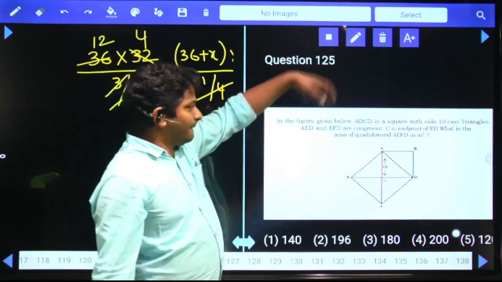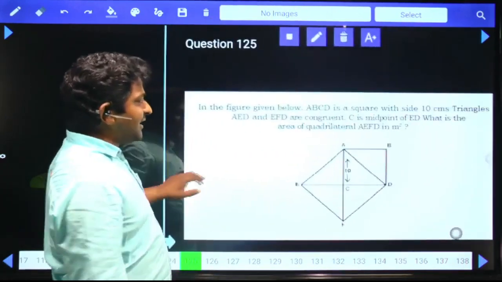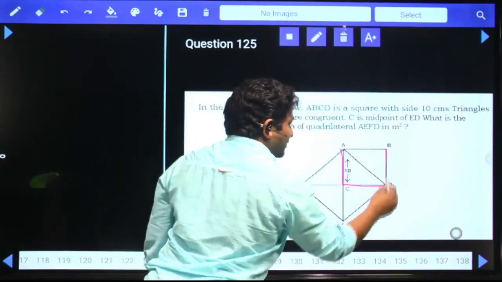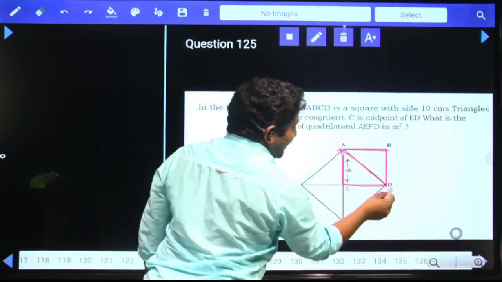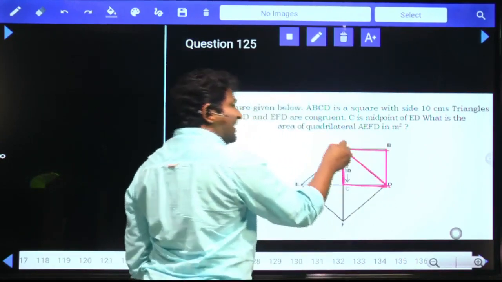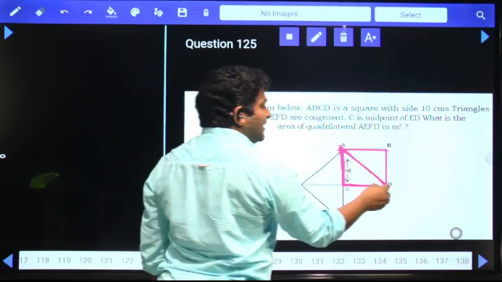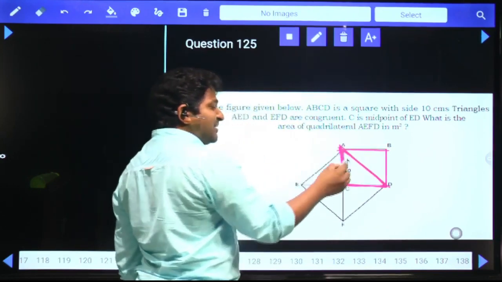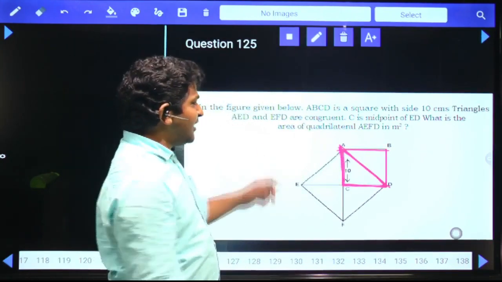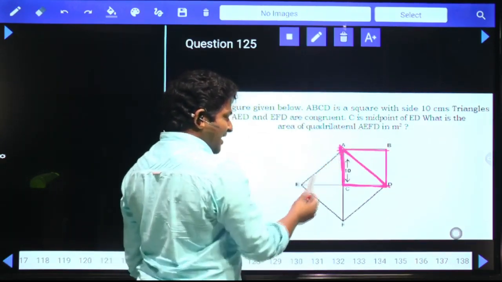Next. In the given figure, ABCD is a perfect square. So this is a perfect square with side 10 and AC is the diagonal. Then triangle ACD area is going to be exactly half of the square area ABCD. Exactly half of the square area. Now your question is to identify the area of the quadrilateral AEFD.